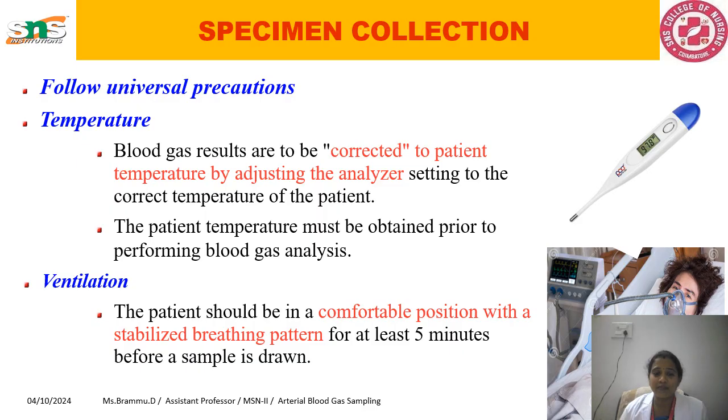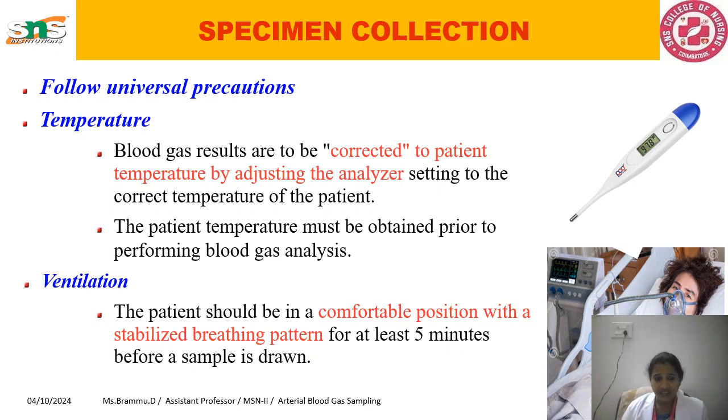As we all know that the patient is either in the ICUs or OTs, so their temperature is always hypothermic, and if you just load the sample without looking at the patient's temperature, you can get a slight variation where we cannot go in for the proper correction of the ABG sampling after you get the report from the ABG machine.